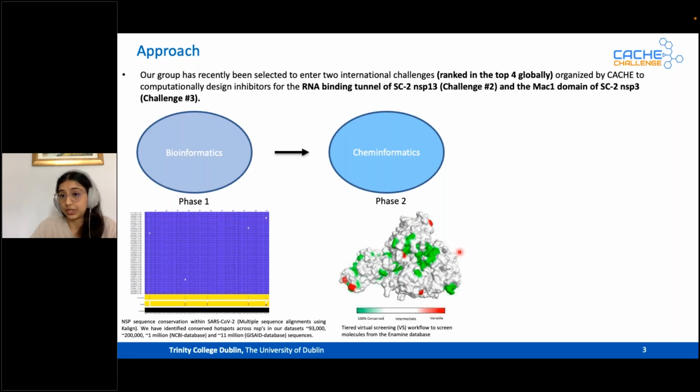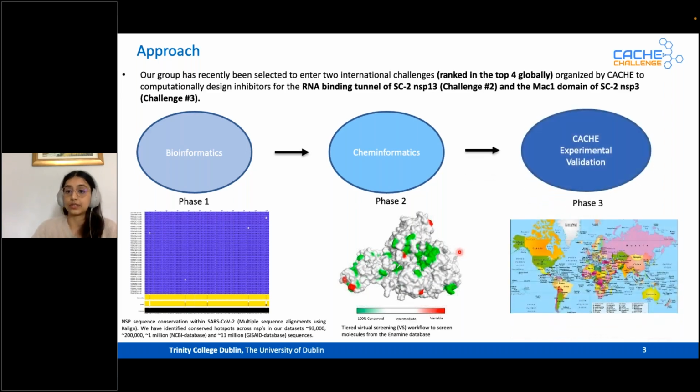Talking about the virtual screening, we've used a tiered virtual screening protocol to screen the molecules that are present within the Enamine database. As an output of the phase 2 analysis, we had our hit list that was then sent over to the CACHE organization. So that's the phase 3 approach. In phase 3, these inhibitors are biologically tested and experimentally validated by the CACHE organization.